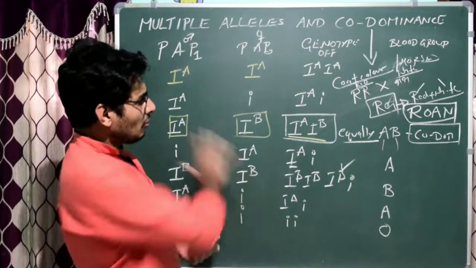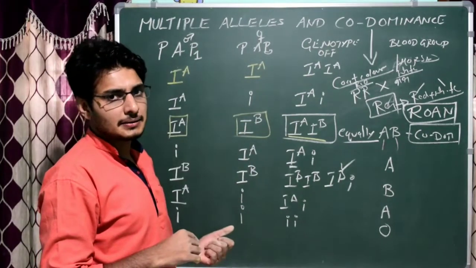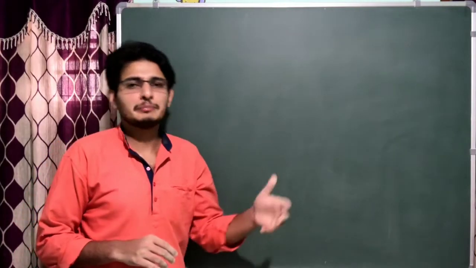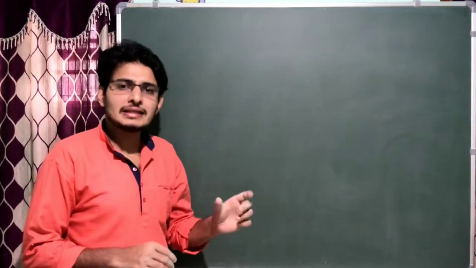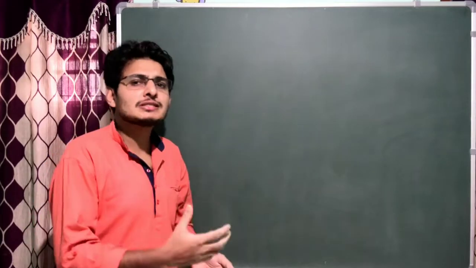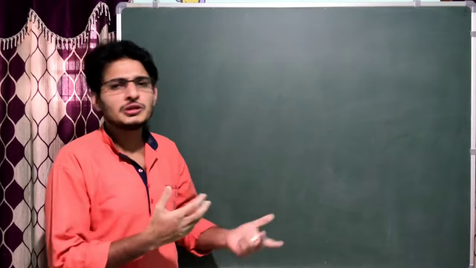Multiple alleles. Now I will erase this and I will just solve two problems from multiple alleles. You could expect at least one question from this particular concept, multiple allelism, from ABO blood grouping. Okay, I forgot to mention one thing, that the blood group AB are universal recipients, whereas blood group O are universal donors. You know the reason behind it.